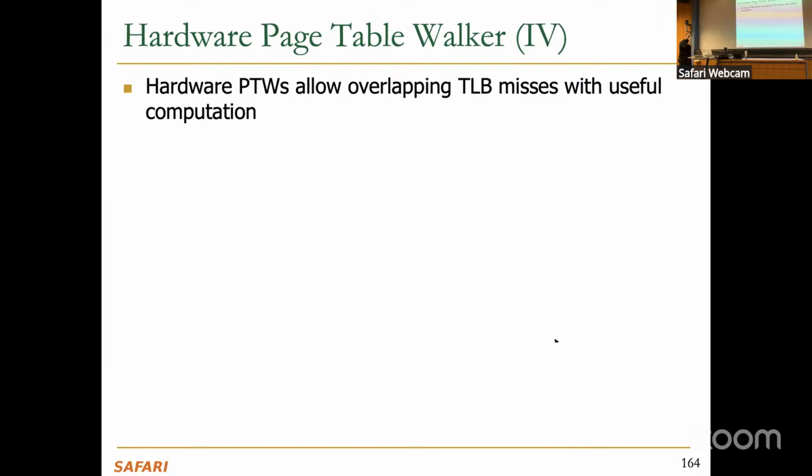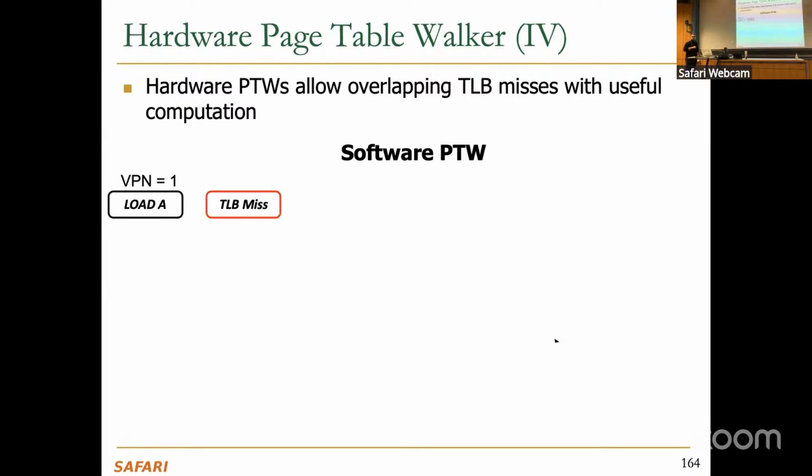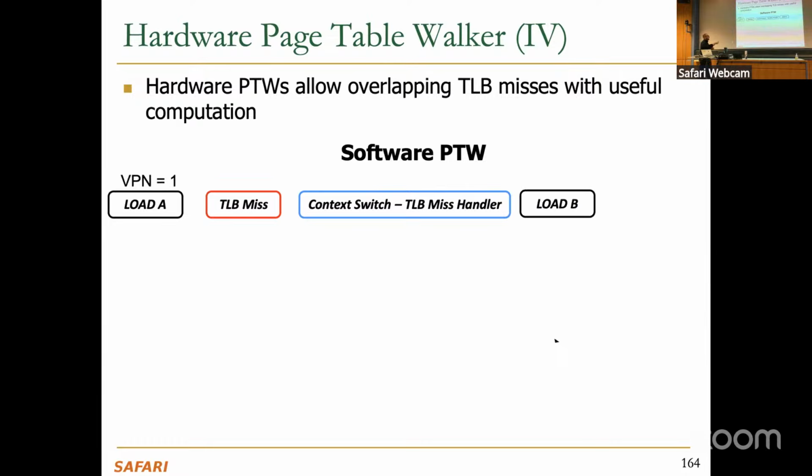One of the biggest benefits of the hardware page table walker is that it allows overlapping TLB misses with useful computation. Take a software page table walker as an example. You want to load A, which corresponds to virtual page number 1, and you have a TLB miss. You have a context switch, because the operating system needs to take over and handle the TLB miss. After the operating system is done, you proceed with load B, and you find out that you have a TLB hit. This is a completely different load.